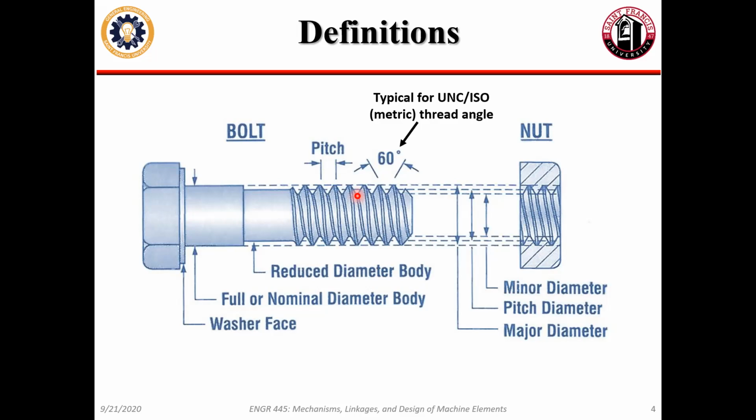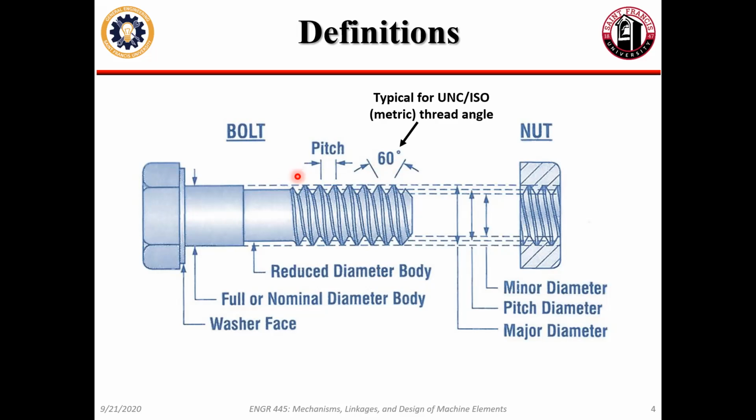This thread angle here will be important in a minute. It's 60 degrees for your typical UNC or ISO screws. Talk about that in a second. But the last really important metric for a screw is this pitch.